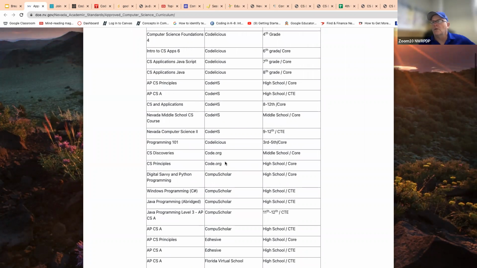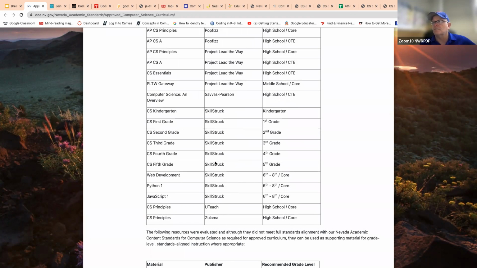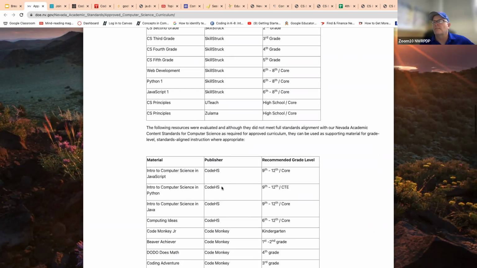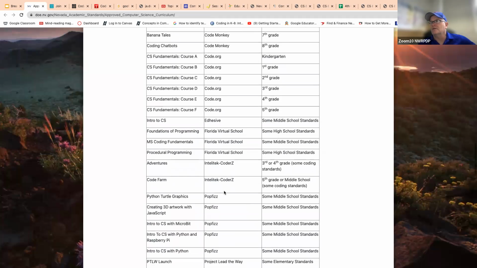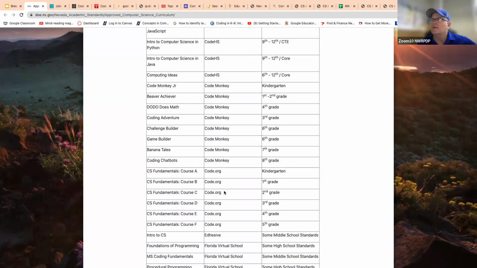CodeHS, Code.org Discoveries is a core curriculum, CS Principles for Code.org. And then you can go through this list and look at this on the slide deck. SkillStruct is awesome. I really like that one. So check those out if that's something you want to encourage, or you need to get as a resource for your building or for you as a teacher. And then these following ones down the bottom, they don't meet all the standards. They're good secondary or support resources, and they haven't been approved or have shown evidence that they meet the standards.